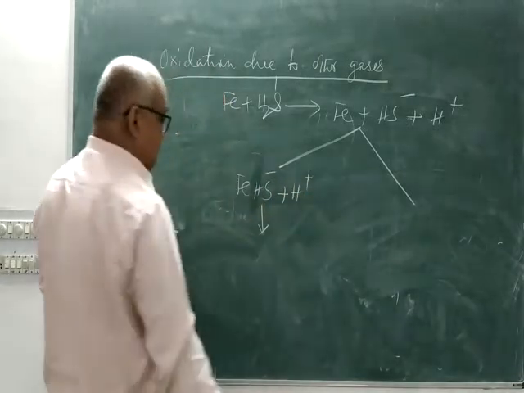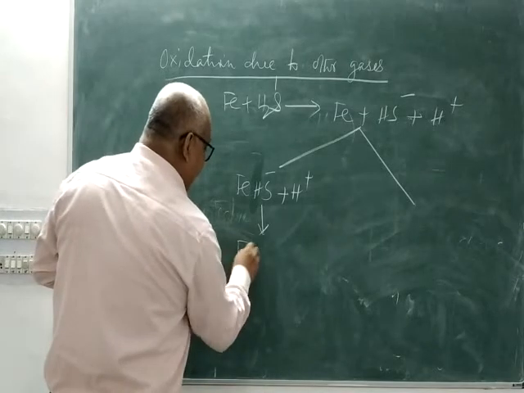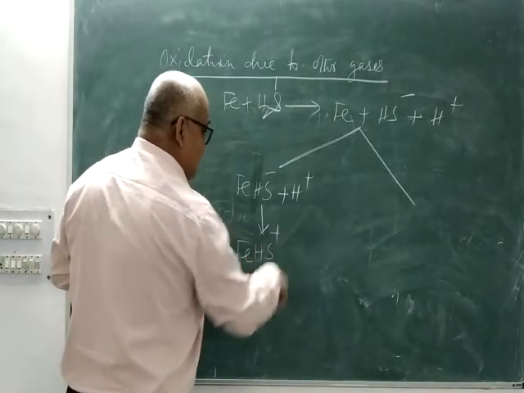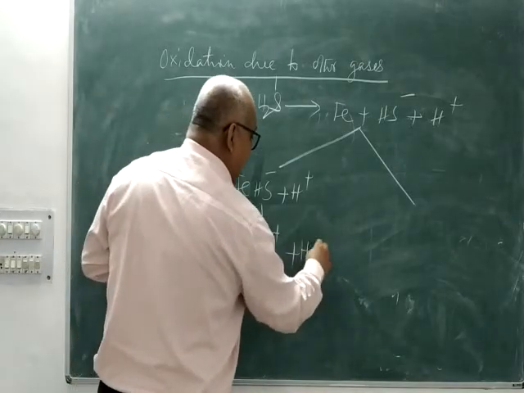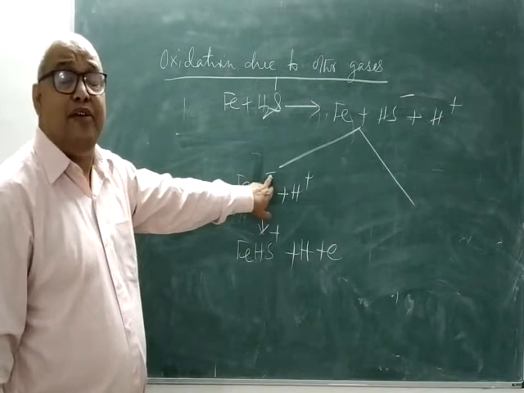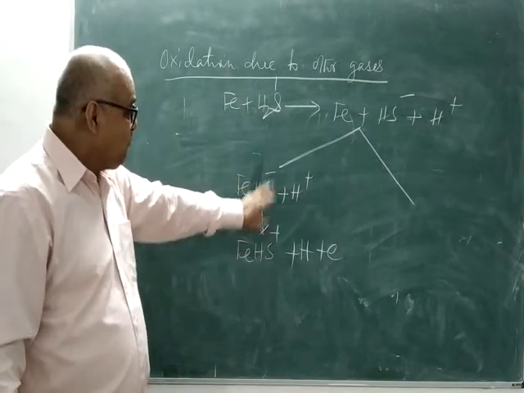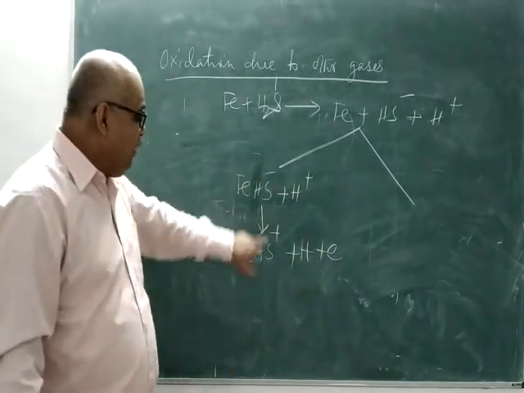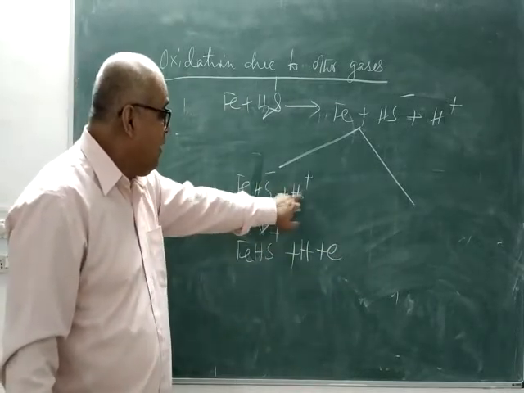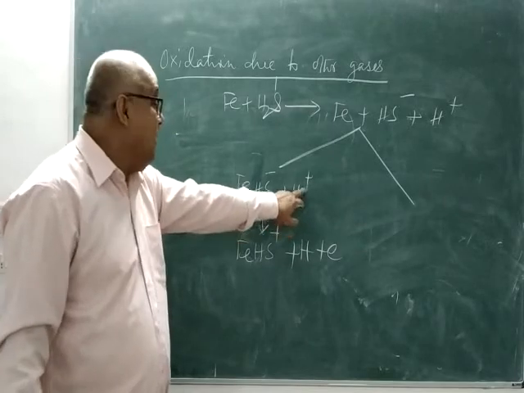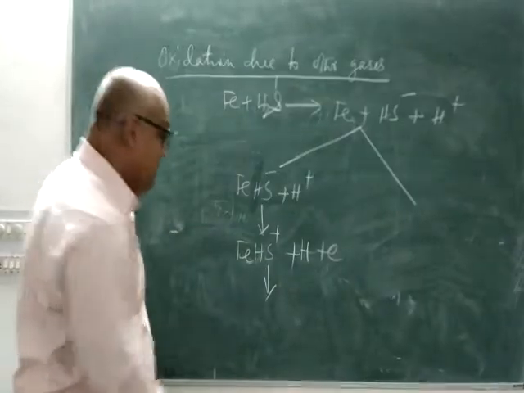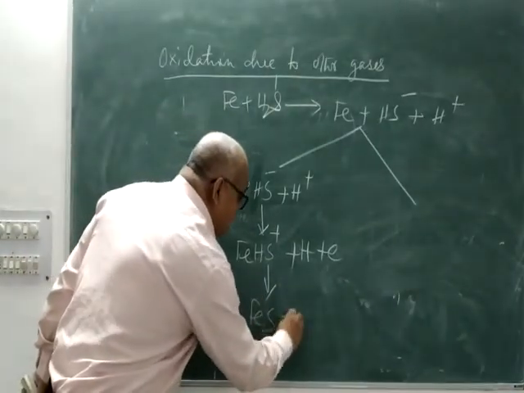Then it will produce Fe HS plus plus H plus e. Try to understand that. Initially it was minus 1, so 1 electron is lost. Now when it becomes plus, automatically this electron is taken by H plus to produce H. And ultimately it will be converted into FeS plus 2H.